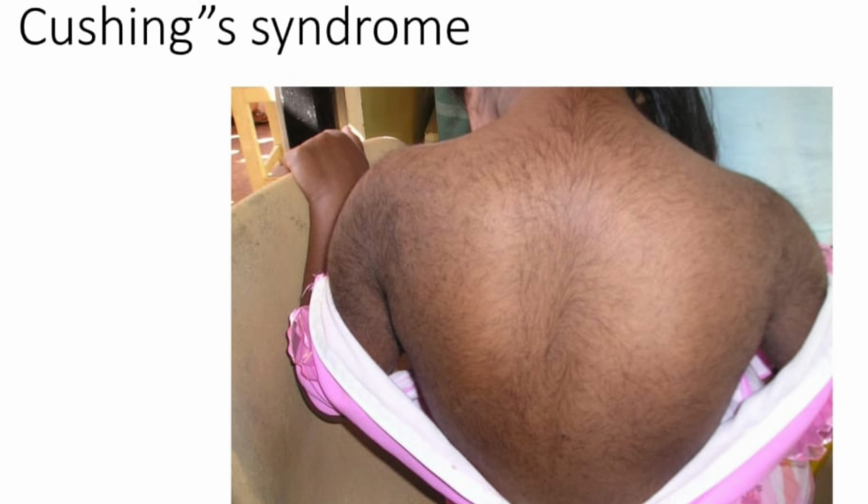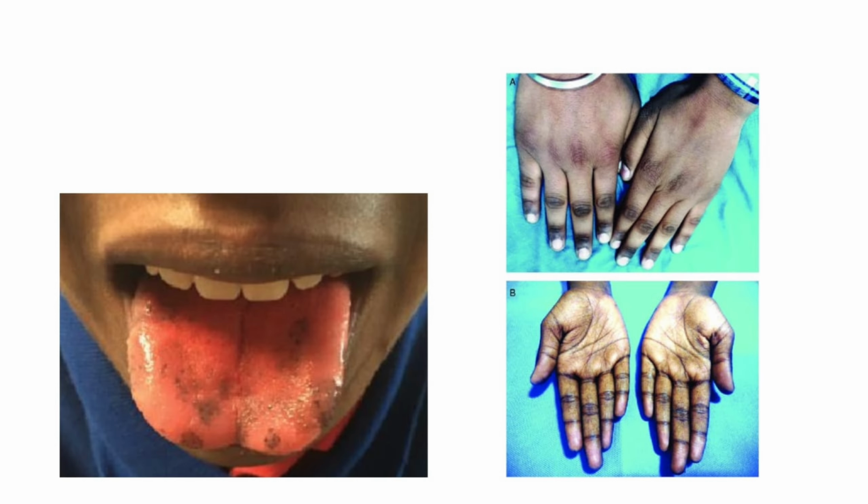Cushing syndrome, they can have hypertrichosis and moon face, striae. This is Addison disease, hyperpigmentation, mucosal as well as increased pigmentation in the skin creases. If you see the dorsum of the hand, some other condition also these days presents like this: whitening cream usage.